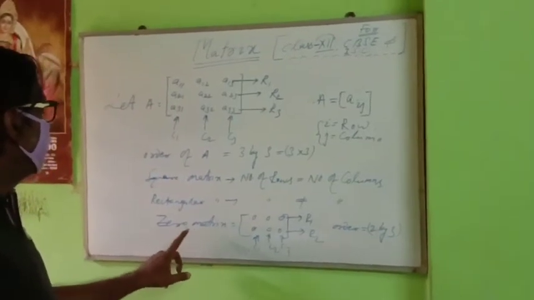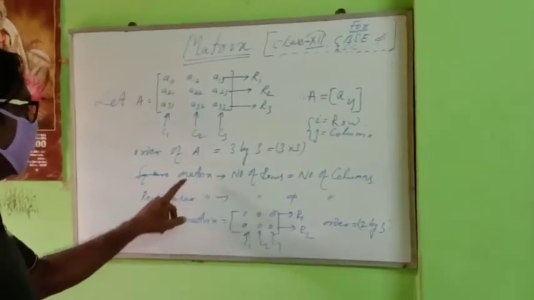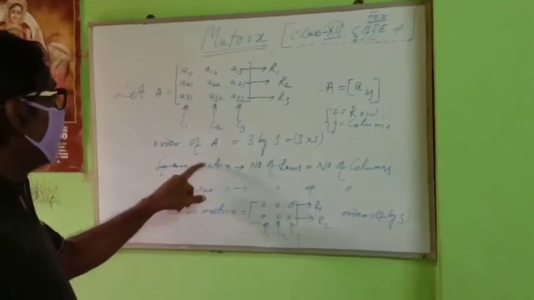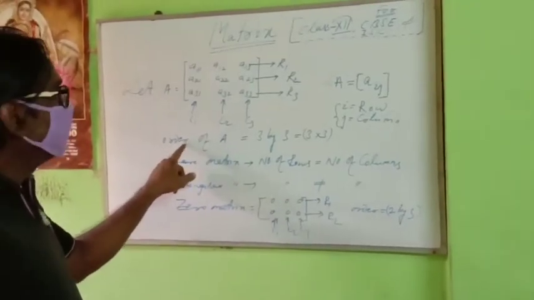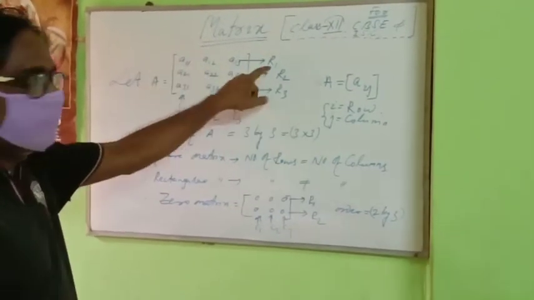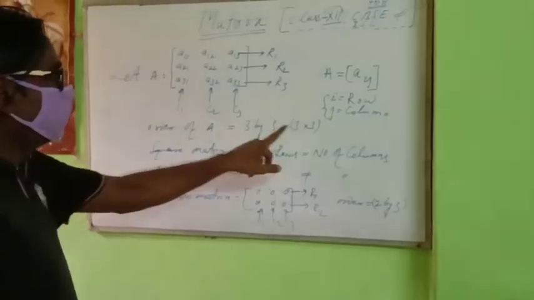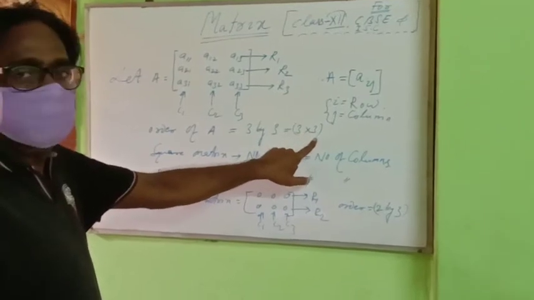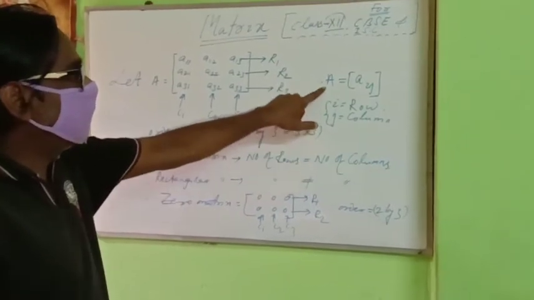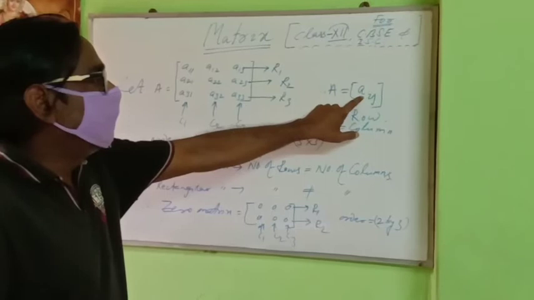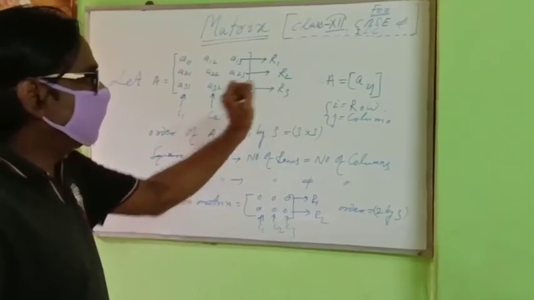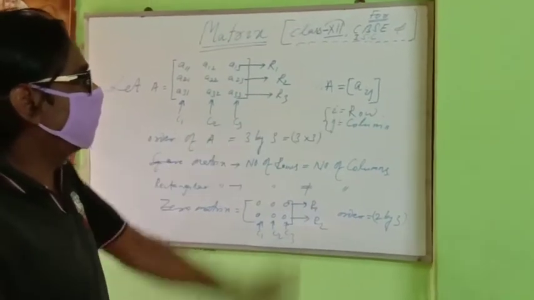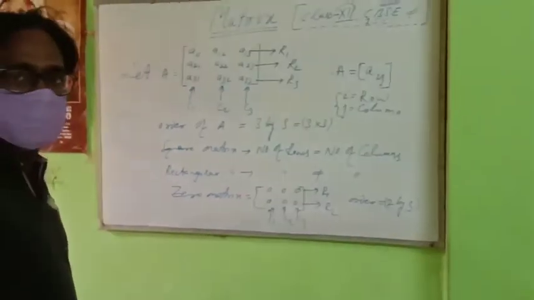This is all about the zero matrix, rectangular matrix, square matrix, and how to find out the order of the matrix. Just see how many rows are there in the matrix and how many columns. The first number will represent the number of rows, and the second one will represent the number of columns. Here I have written A is equal to [aij], where aij is the element of the matrix. I stands for row, J stands for column. Let us go next.